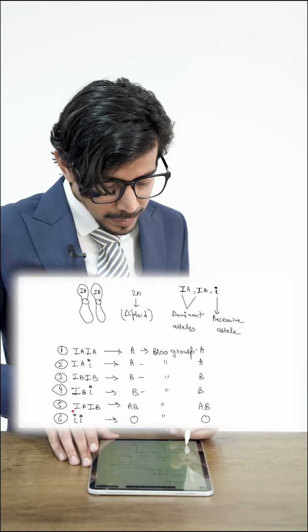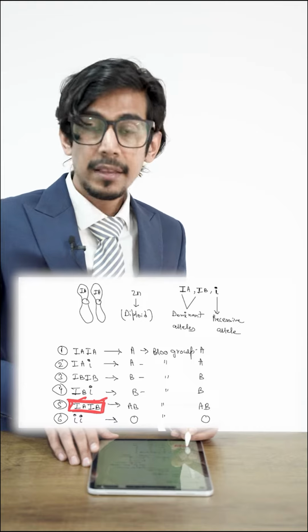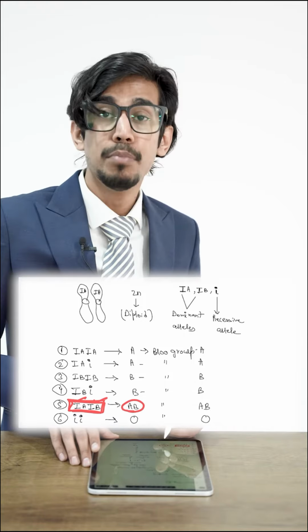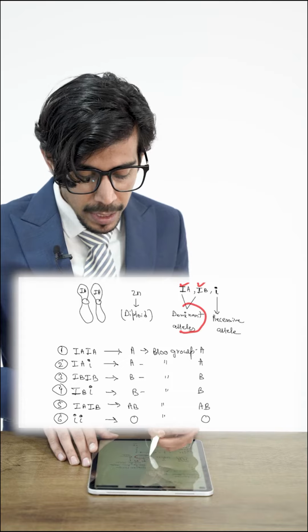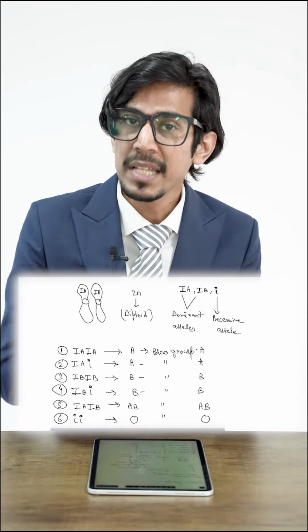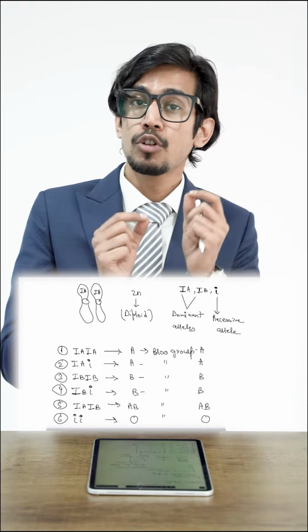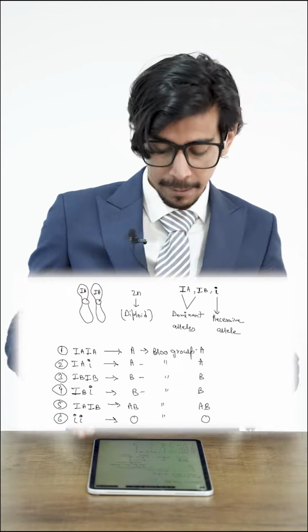Now, in the case where IA and IB both are inherited, the blood group would be AB. Why? Because IA and IB both are dominant alleles, so both will express their glycoprotein on the surface of RBC. This is called codominance, that is, both alleles expressing equally.